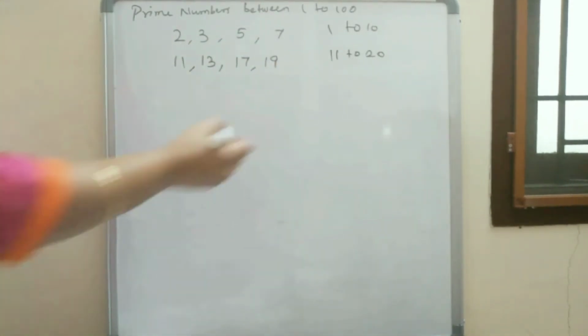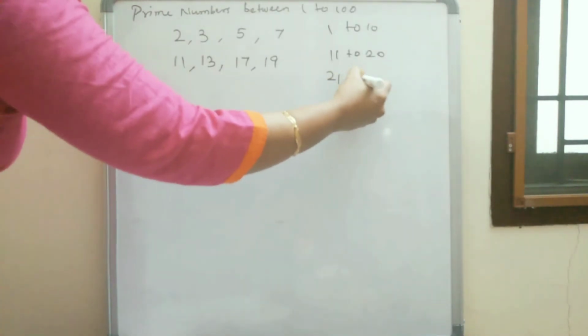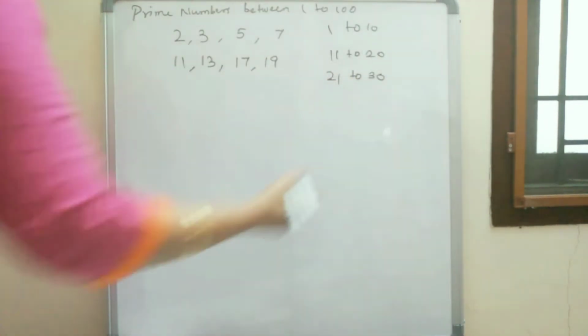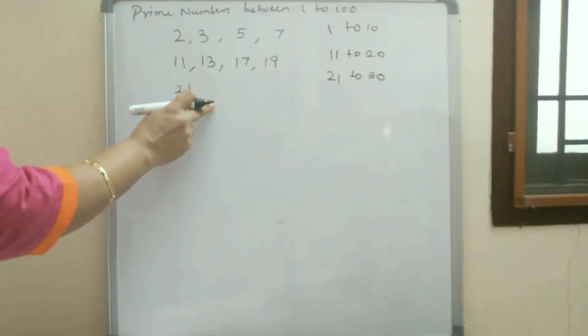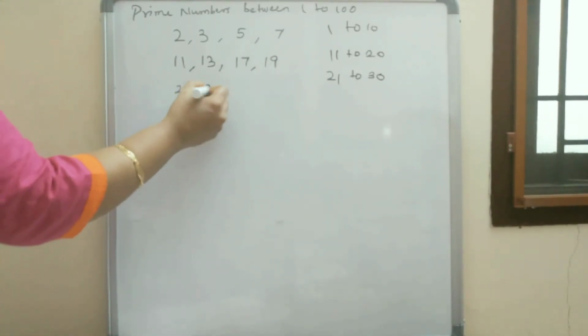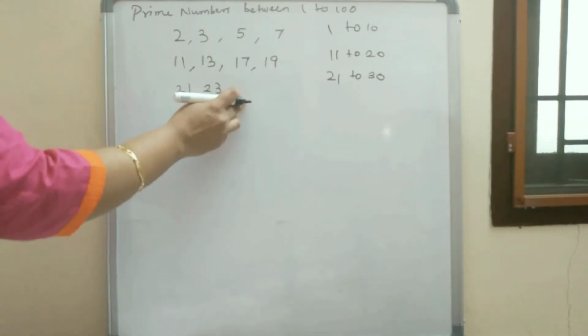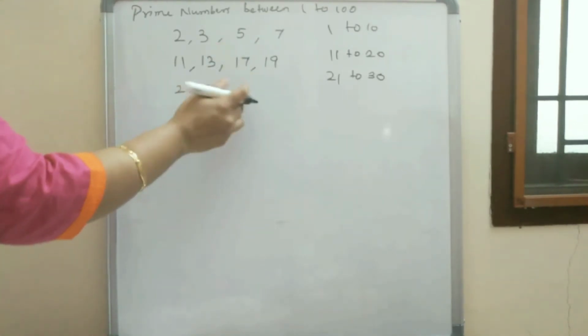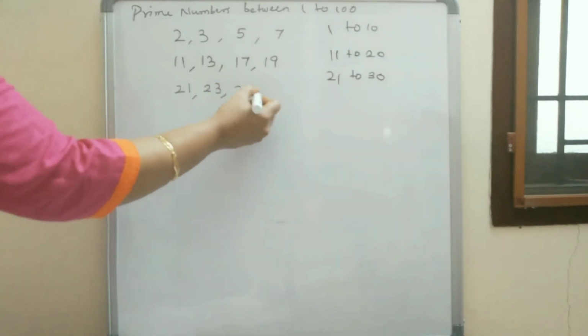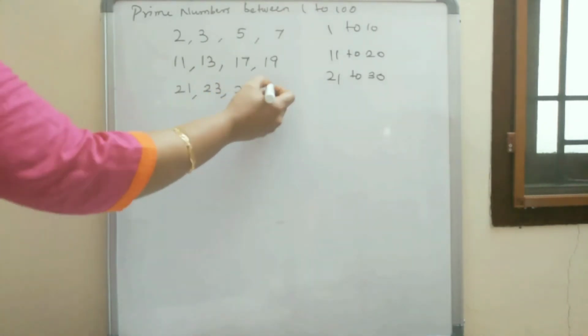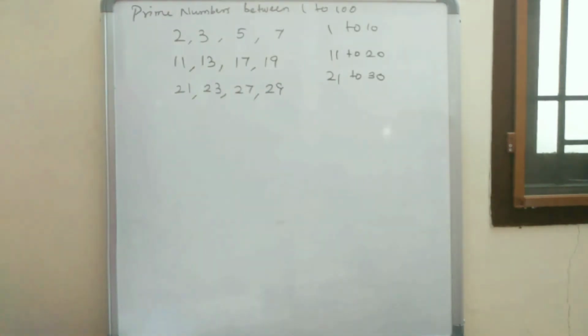Next we are going to numbers between 21 to 30. Now we will write 21. 22 is an even number. We will ignore it. 23. 24 is an even number. 25 is a multiple of 5. And 26 is an even number. 27. 28 is an even number. 29 and 30 is an even number.